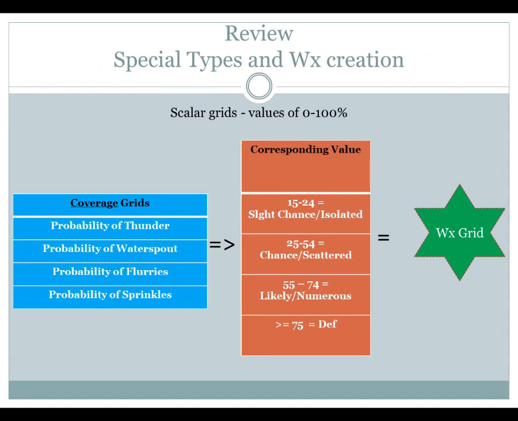Then there are some special types, like thunder and waterspout. If you were to put a 20 value on thunder and still stick it in that non-precipitation types on the left, you would end up with patchy thunder, and that's not what you want. So thunder is always verbed with slight chance, chance, likely, or isolated, scattered. If you put a 20% probability of thunder in, it goes to slight chance or isolated in the weather grid.